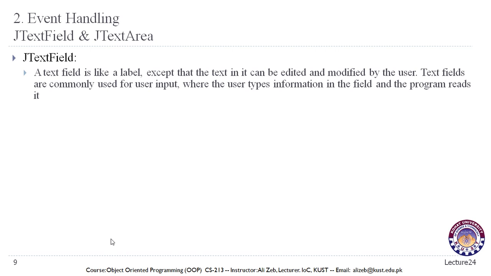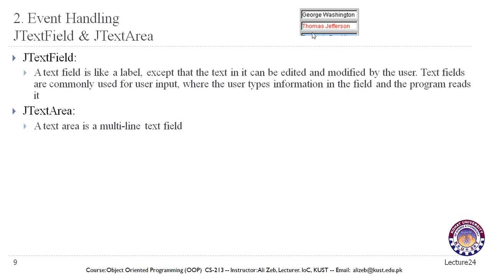But the text field, on the other hand, allows us to add or enter text into it. Text fields are commonly used for user input, where the user types information in the field and the program reads it. For example, this is a text field where we can add text from our keyboard. The text area, or JTextArea class, on the other hand, is a multi-line text field.